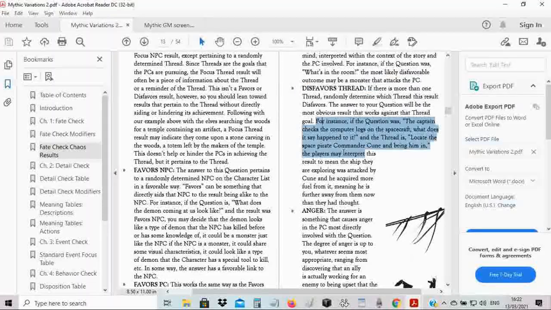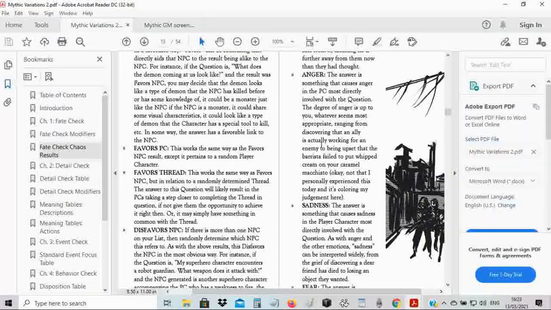Disfavors thread means it's unfavorable in the story. Another idea would be the guy that the barbarian wants to get revenge on is aware, so what he does is he moves elsewhere, so that it's harder for our barbarian hero to find him.